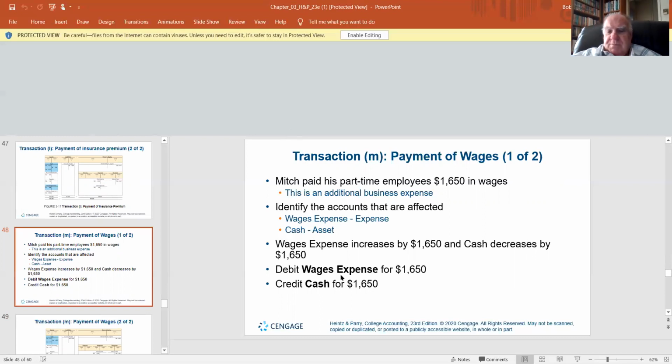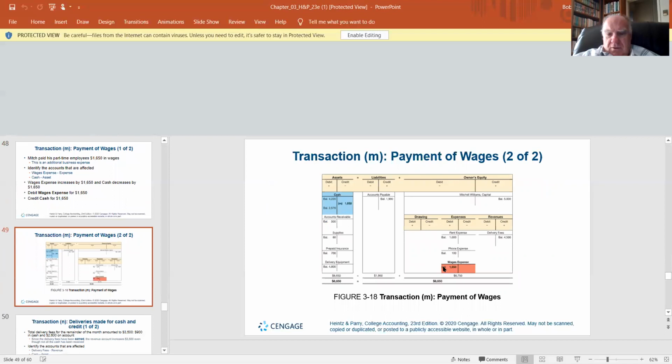So wages expense went up with this $1,650, and the cash went down by the same amount. Debit, credit. Wages expense is now popped up under our umbrella, and the cash went down.